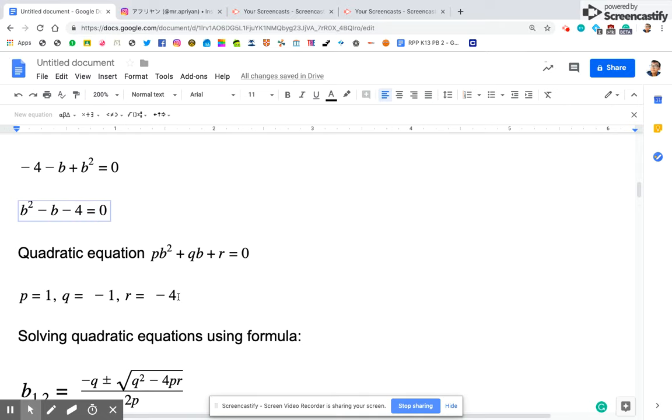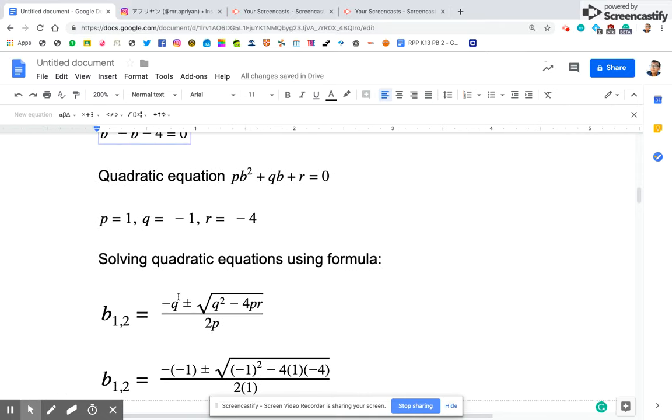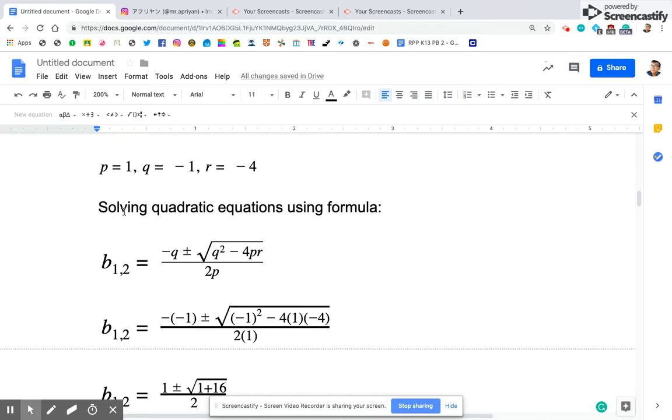R equals negative 4. And like it or not, for solving a quadratic equation using the formula, you have to remember the formula, or at least you have to understand how this formula works.